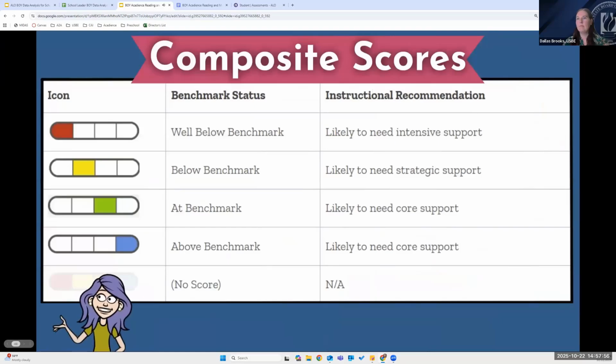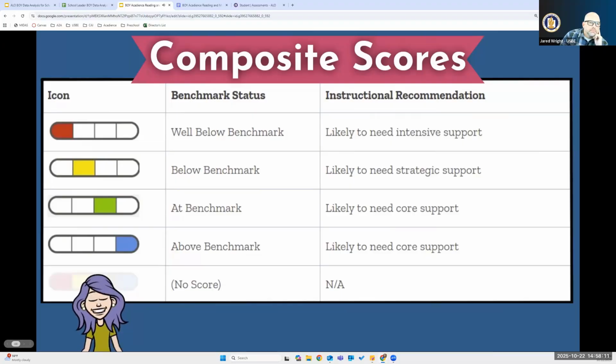To fully leverage this tool, it's essential to understand the visual language ALO uses, which is based on color. The system utilizes two distinct color-coded frameworks, one for a student's current performance and one for their growth over time. Let's start with the composite score, which indicates a student's current status.